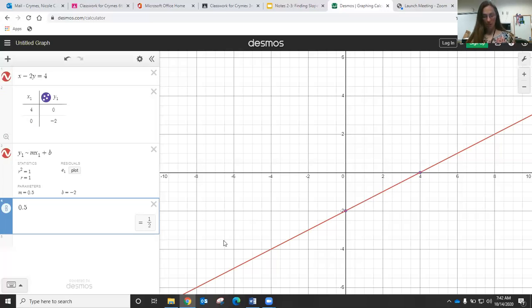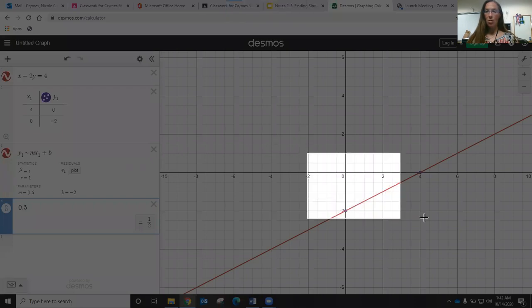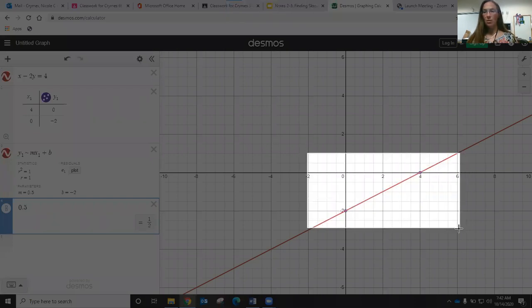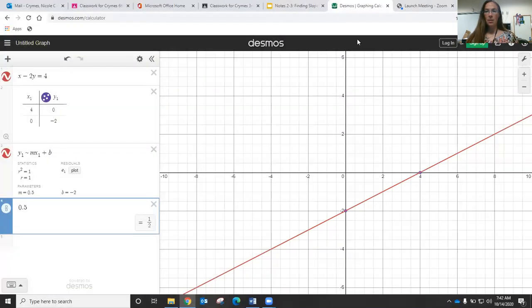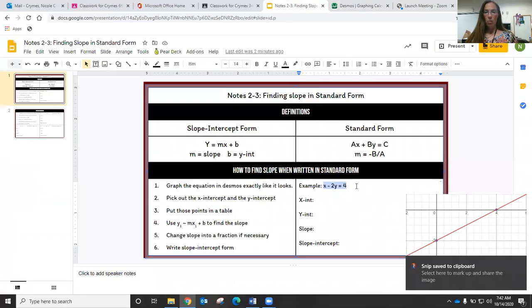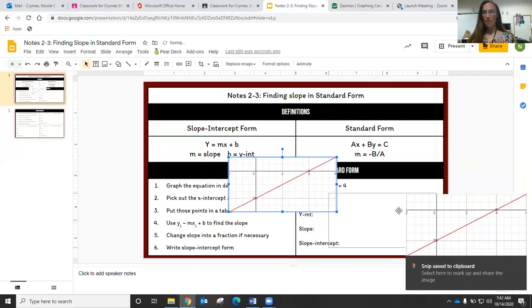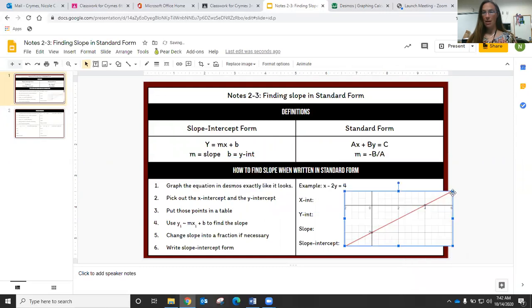So let's go back and see if we can answer our questions. The first thing we want to do is make a little screenshot of our graph. Again, the 2 things you want to make sure in there are the x-intercept and the y-intercept. And then for you, you would click copy to clipboard if you have a Chromebook. And then I'm going to paste it here. It's a little bit big, so I'm going to shrink it down a little bit. I might have to shrink it down a lot.